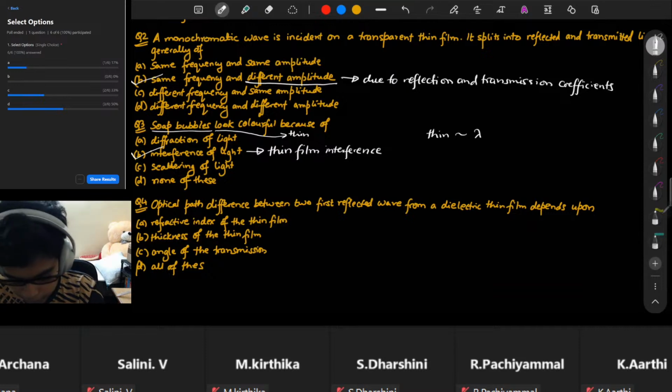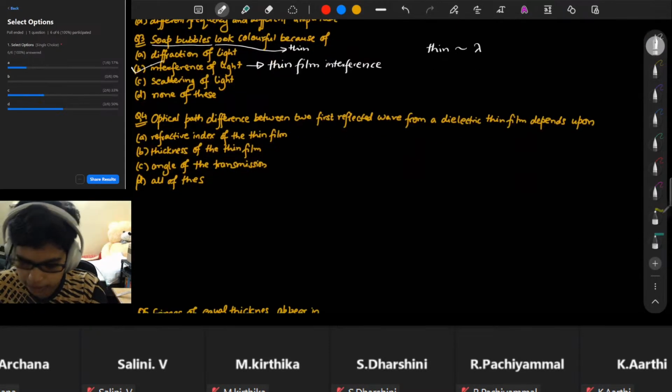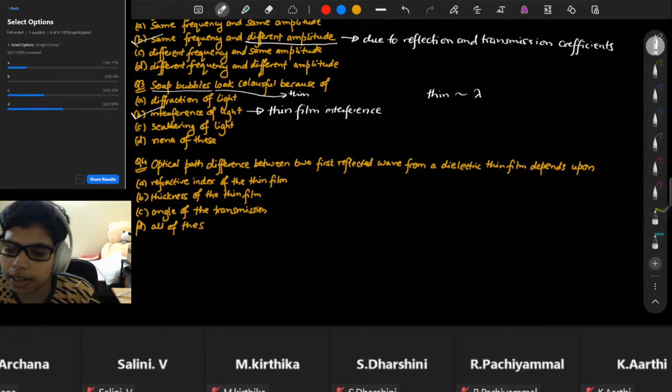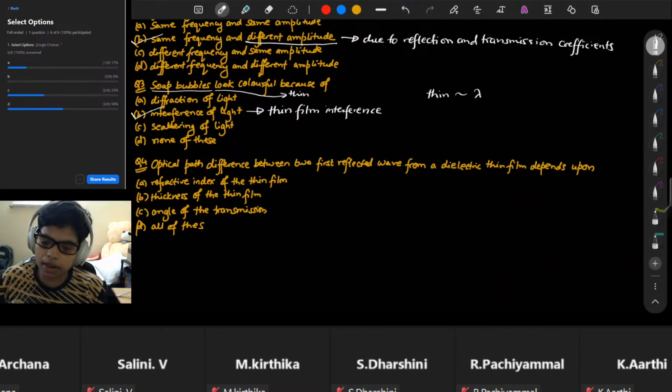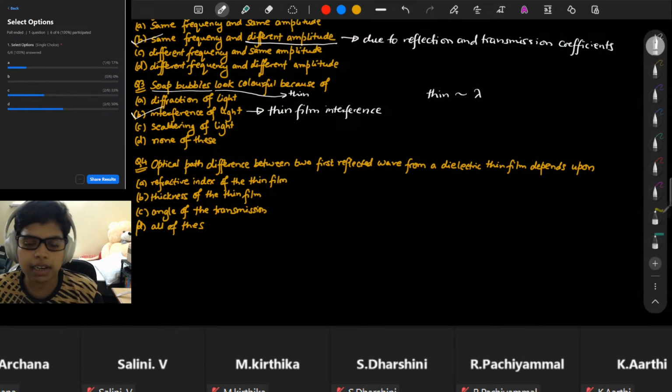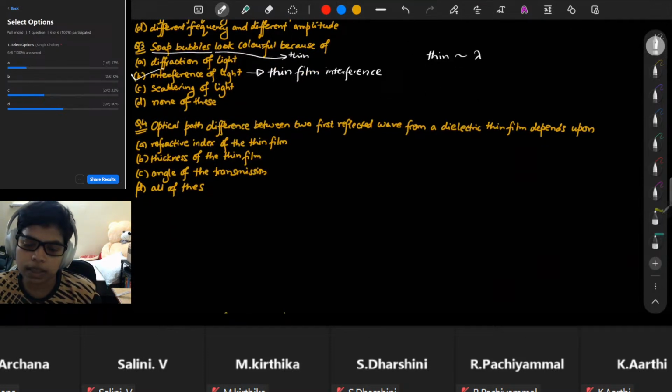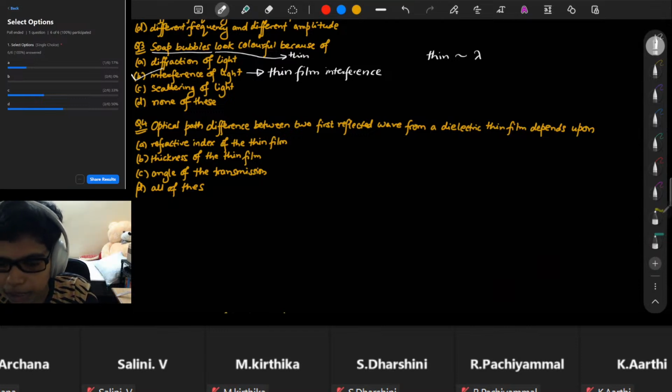Okay, so we can proceed further. The next question is actually about the details of this thin film interference. So this was a question that introduced you to one phenomenon where you really see this thin film interference in your real life, in your daily life. And this question will actually talk about the details and the mathematical identities involved for this thin film interference. So let me read out this question.